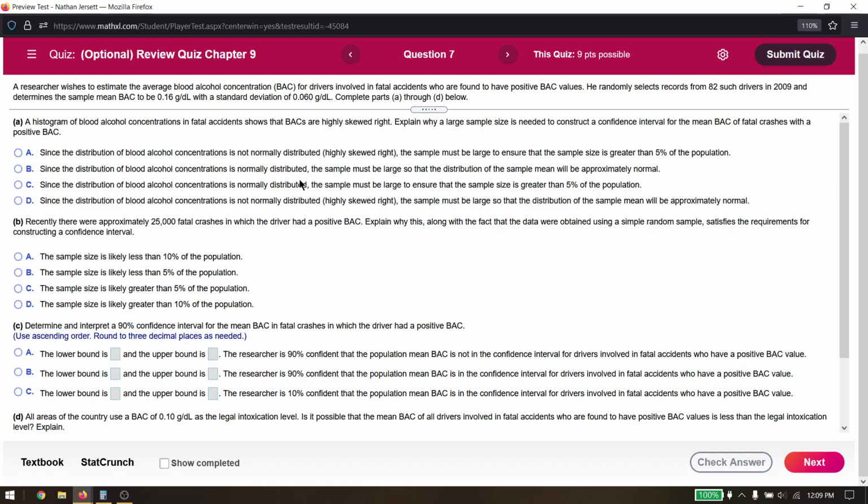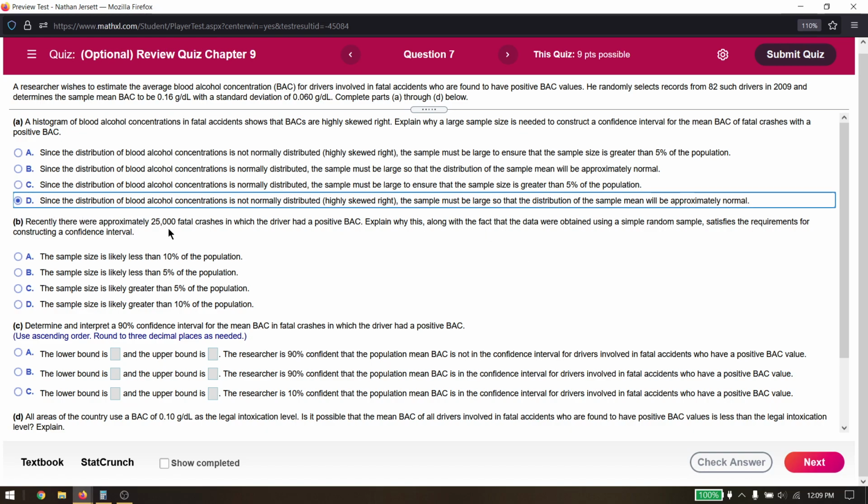Okay, so it's not normally distributed, first off. B and C can't be correct. It's skewed right. The sample size must be large to ensure that the sample mean will be approximately normally distributed. The sample size must be large to be greater than 5% of the population. Or sorry, not greater than, that's why that one's not true. It should be less than 5% of the population to be normally distributed, but we must have a large sample size, over 30, to make it approximately normal.